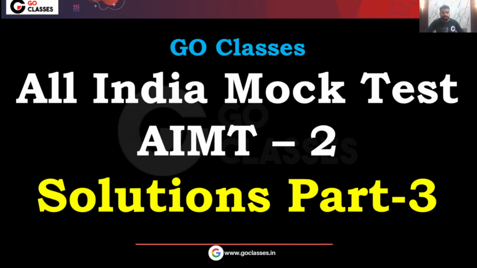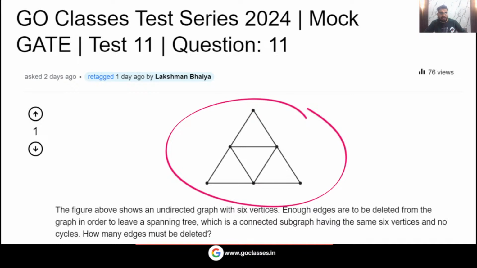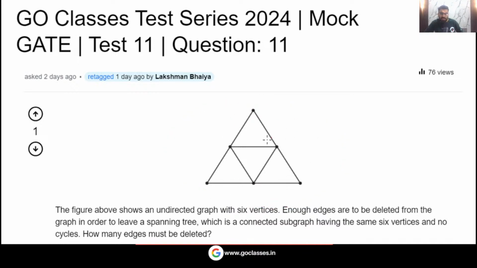Now let's come back to All India Mock Test 2 solutions. This is All India Mock Test 2 solutions part 3. So let's start with this question. A figure is given to you. The figure above shows an undirected graph with 6 vertices. There are total 6 vertices, and you can see there are total 9 edges. Enough edges are to be deleted from this graph in order to leave a spanning tree.